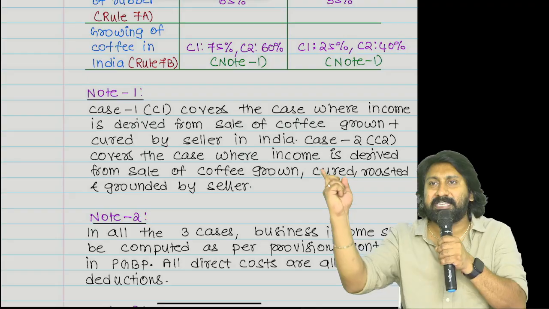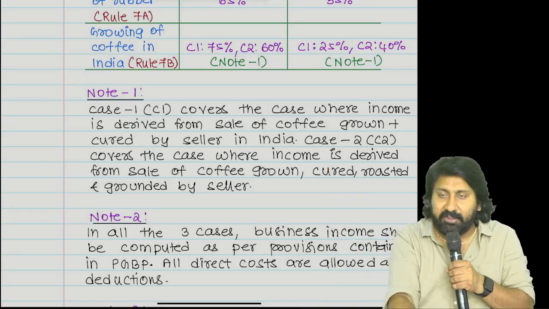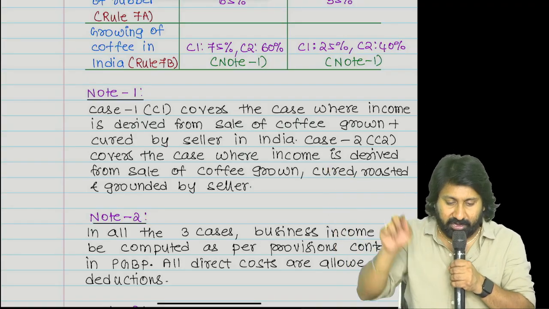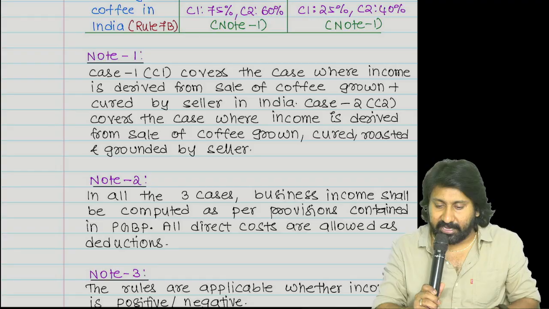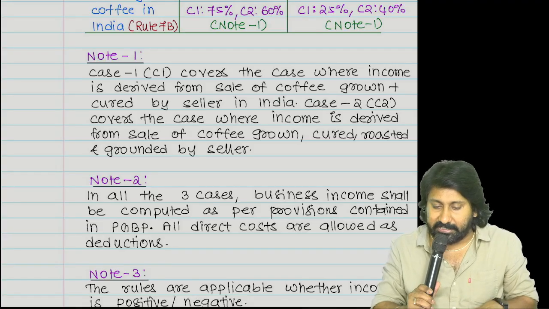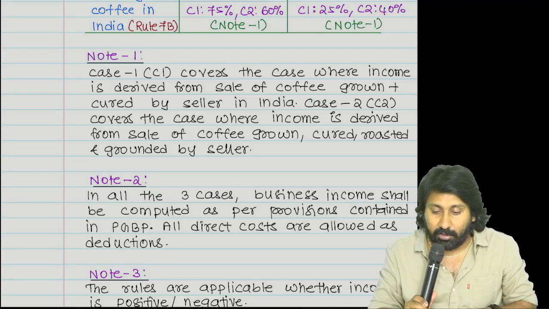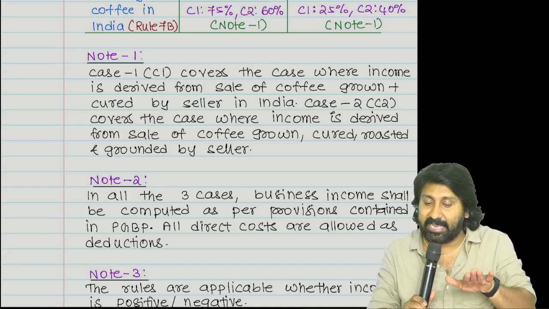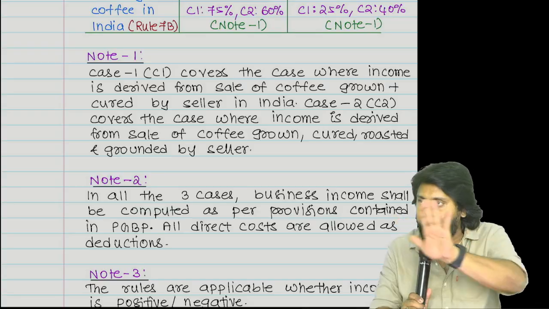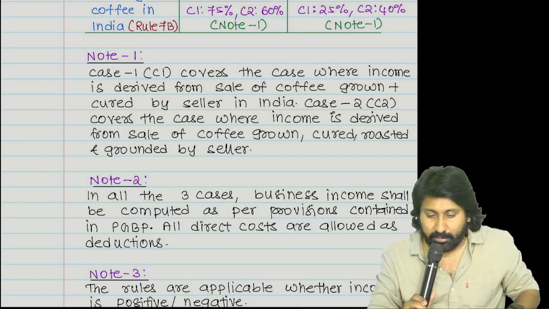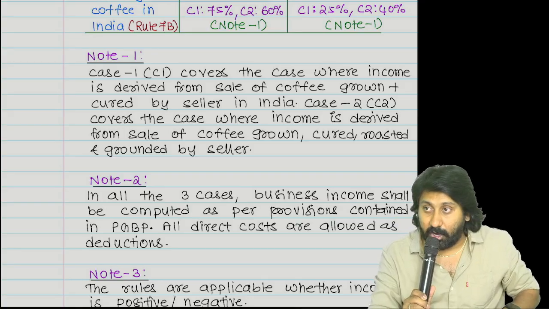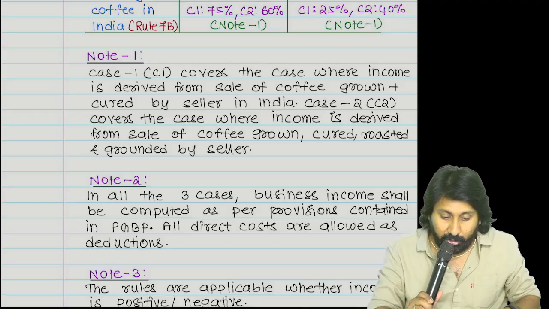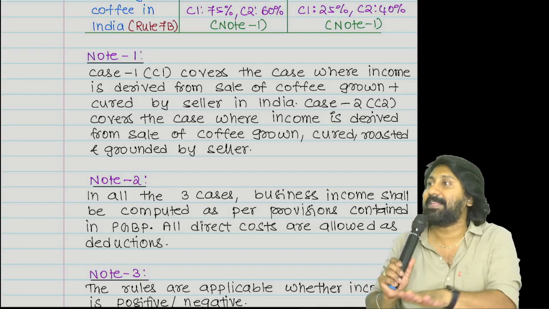Case 1, you see there. Sometimes 60-40. When 60-40? Note 1, read. Case 1 covers the case where income is derived from sale of coffee grown and cured by a seller in India. Normal grown and cured, that's all. Next. Case 2 covers where income is derived from sale of coffee grown, cured, roasted, grounded by the seller.